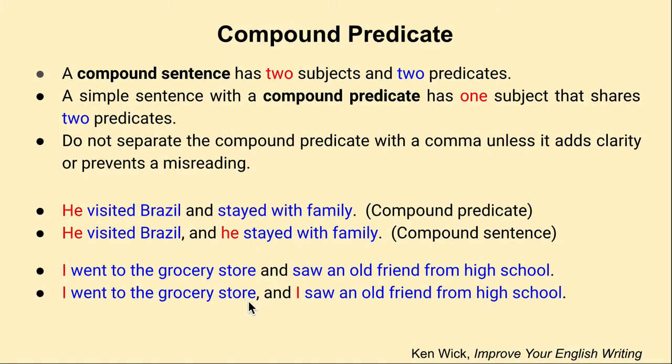So this is one of these nuances. Once you learn to recognize compound predicates and subjects, then you know if there's supposed to be a comma here. I think a lot of people would put this comma in this top one and they'd be wrong because it's actually a compound predicate, not a compound sentence. So there's your compound predicate.